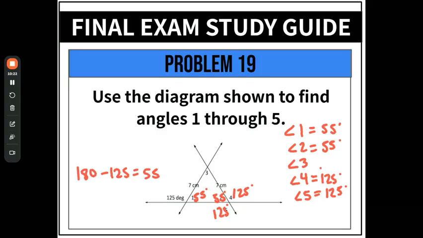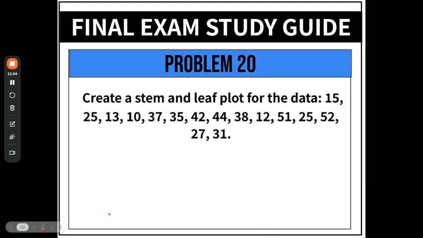And then lastly, angle 3. We must ask ourselves, what do we know about all the angles in a triangle? Well, they all need to add up to 180 total degrees. Since we have two angles already in the triangle, we can just subtract. So 180 minus 55 minus 55 equals 70 degrees, which is going to be angle 3. Awesome. All right.